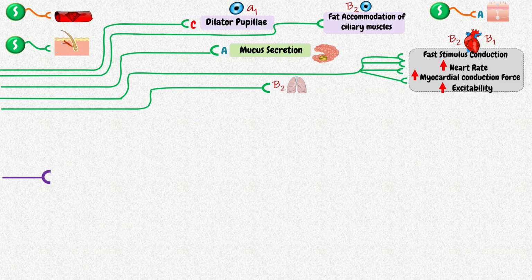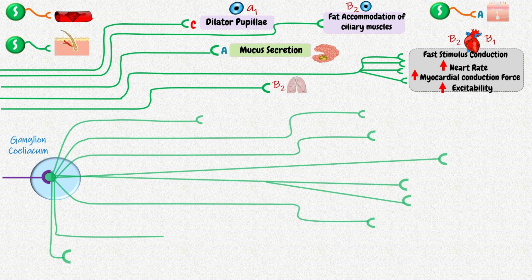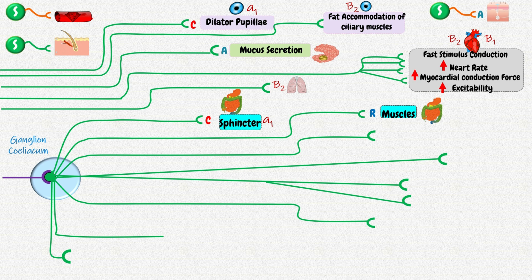This is a preganglionic cholinergic nerve. This is the ganglion coeliacum. And these are postganglionic adrenergic nerves. In the case of the stomach and intestine, the sympathetic system causes contraction of the sphincter, which has alpha-1 receptor. The sympathetic system causes relaxation of muscles of the stomach and intestine. The sympathetic system causes relaxation of the gallbladder.